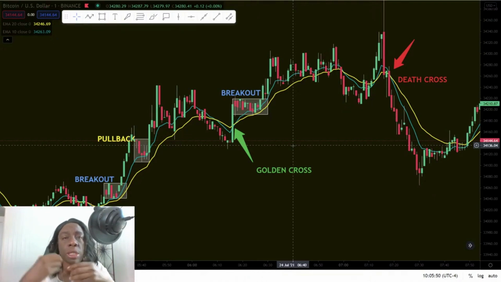You want to zoom in on your trades, and you want to enter into your trades on your 1 minute and your 5 minutes. So here I have my 1 minute chart.